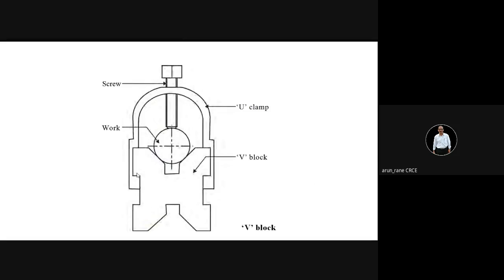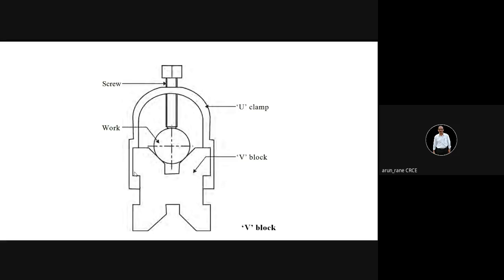So this diagram you have to learn, how the V block is used for clamping the workpiece. If you wish, you can draw one more view. Otherwise, even this one view is sufficient. One view is also sufficient for a 5 marks question.